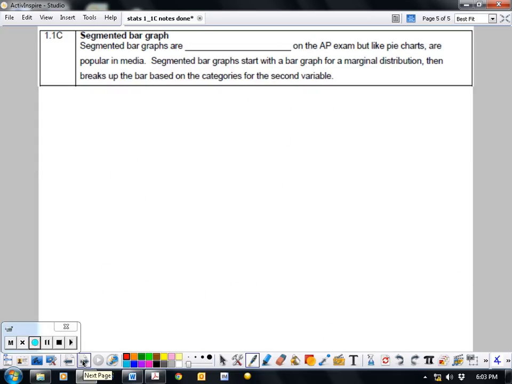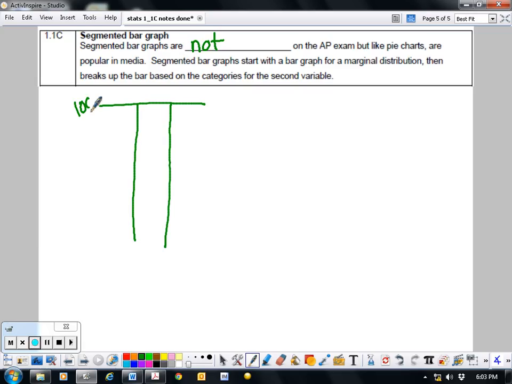Okay, the last thing is a segmented bar graph. Segmented bar graphs are not on the AP exam. They're kind of like pie charts. They're really popular in media, and they can be done several ways. It can look like, here are my females, 100% of my females, and then show how all the different things are broken down.